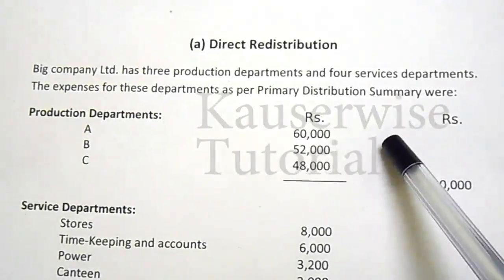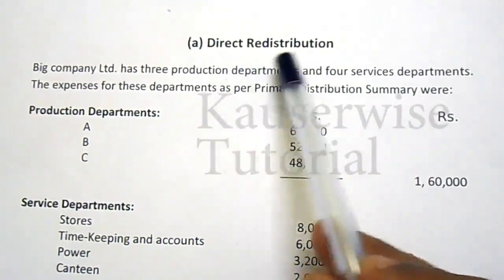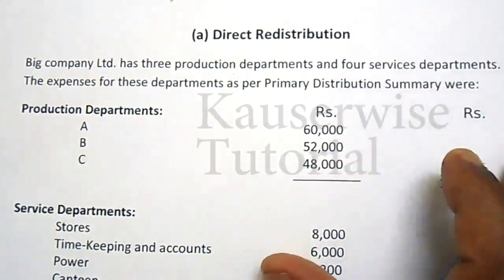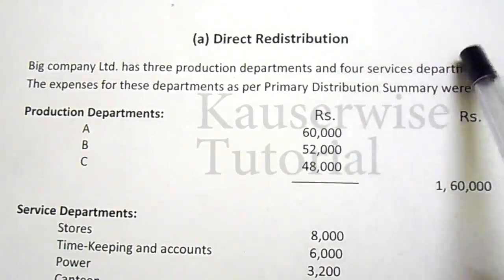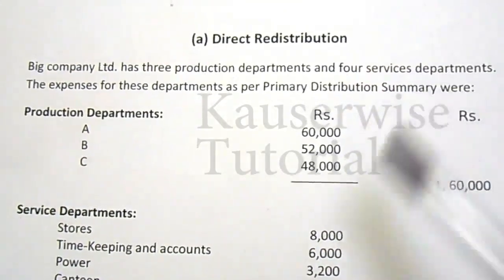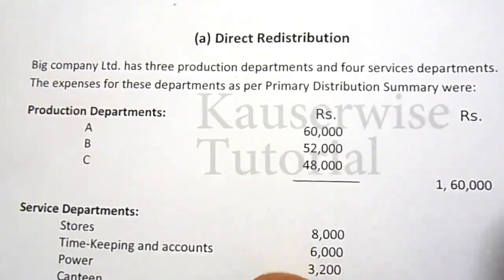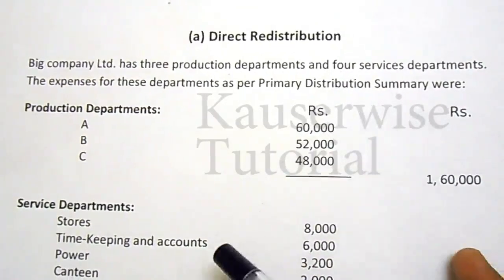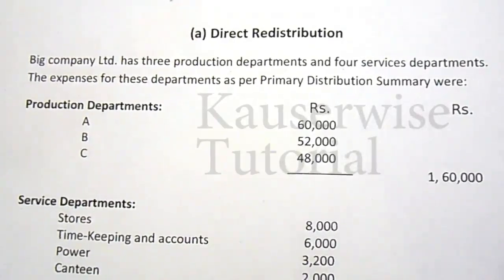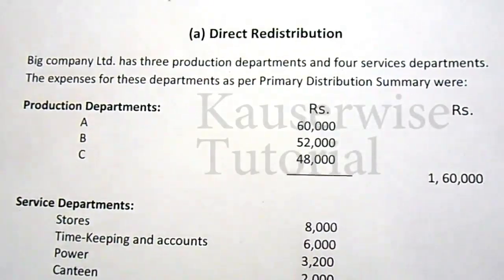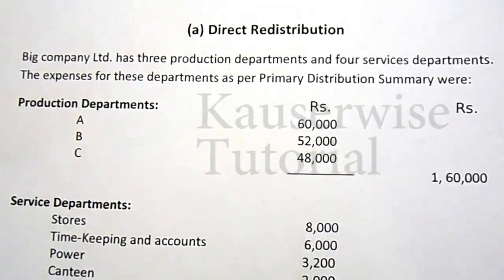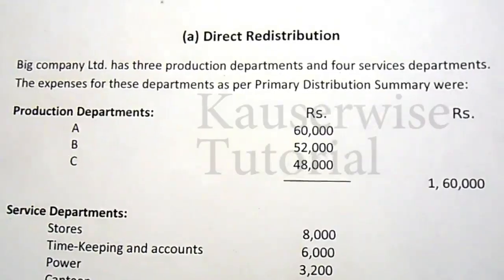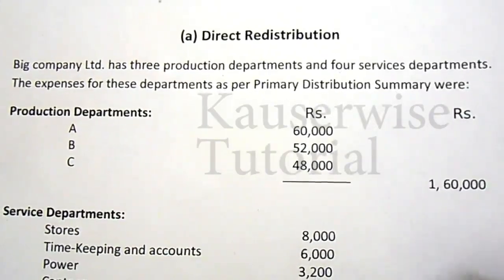Let's see the problem for the first method, direct redistribution. Direct redistribution means under this method the cost of service departments is apportioned directly to the production departments only, ignoring the service rendered by one service department to another service department. Here, the entire service department cost is directly apportioned to the production departments based on certain basis. Now I am going to explain clearly.